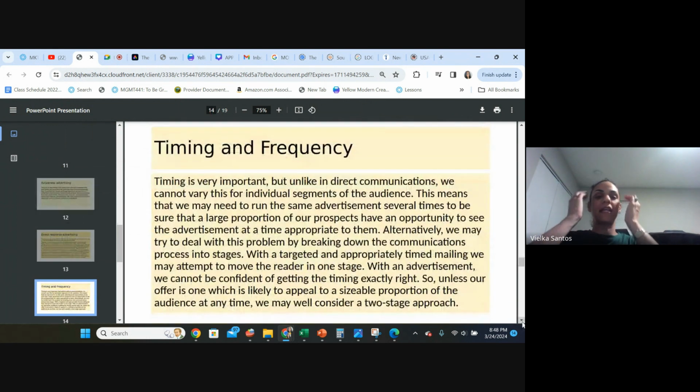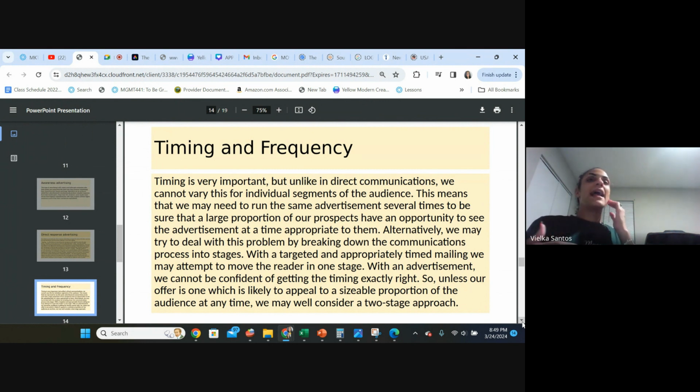Timing and frequency. What is the timing to create the advertising at the right time? Right now, let's go to social media. We are talking about pizza. A lot of you love pizza, because every time I make a survey, you tell me, I love pizza. So for the timing of an advertising for pizza, we need to think about when the people are hungry. It's not at 12 p.m. It's at 11, when they are thinking about what they're going to eat.